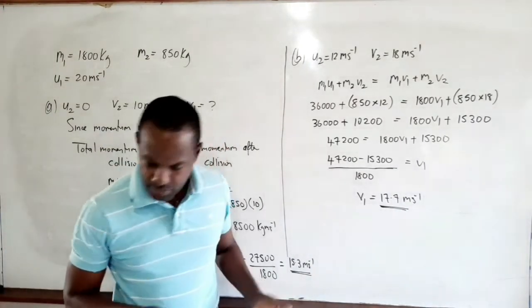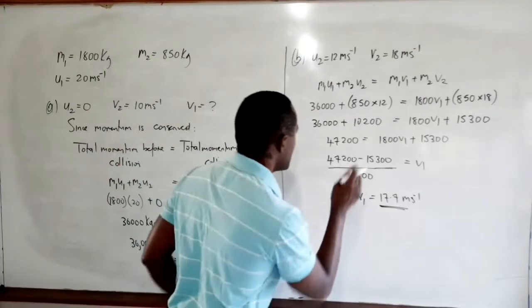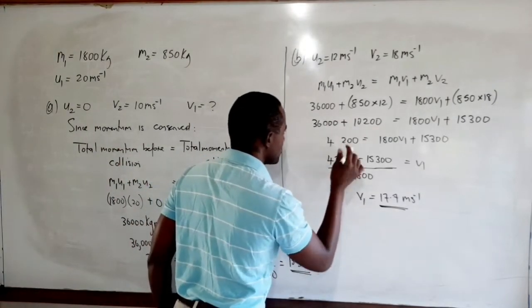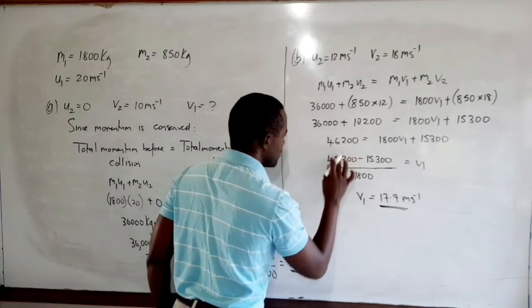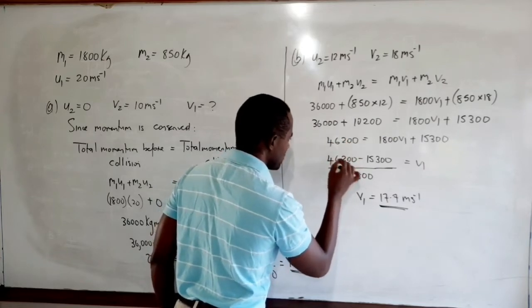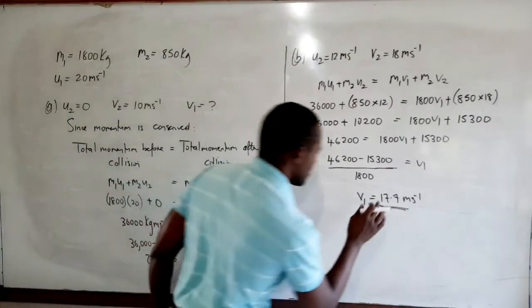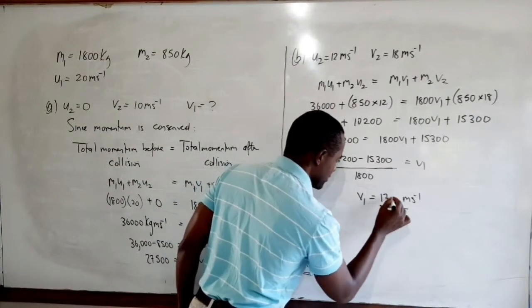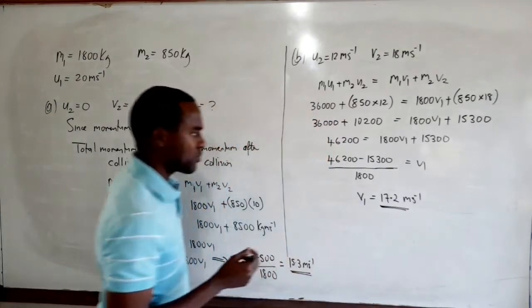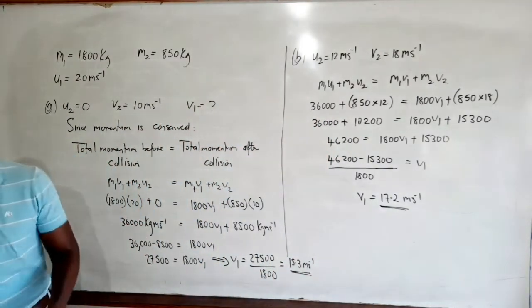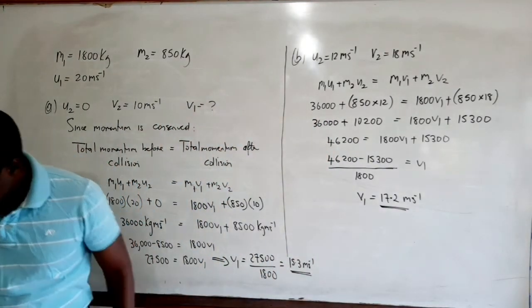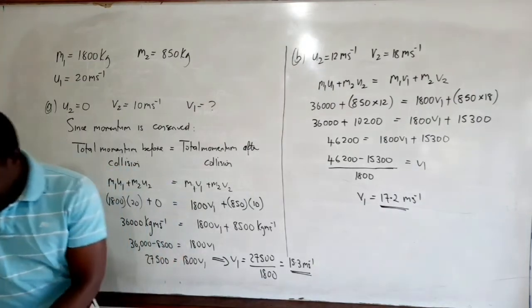Oh, I made a slight error here. This should be 46,200. So this should be 46,200, so this works out to be 17.2 meters per second, right? Not a big difference, but I just want to be correct. Alright, so that was part B of the question.